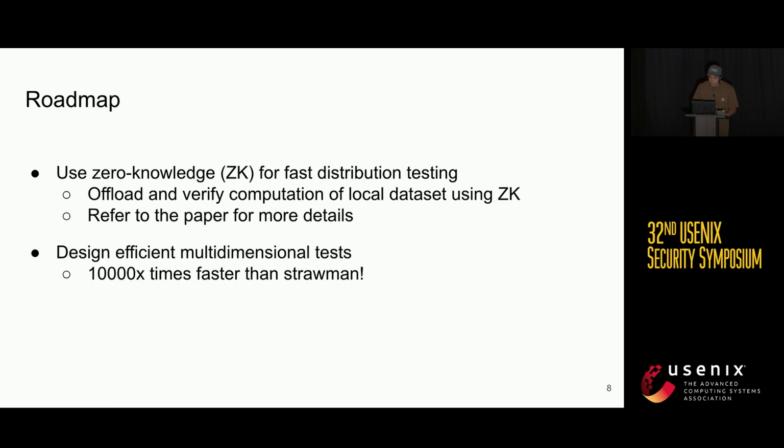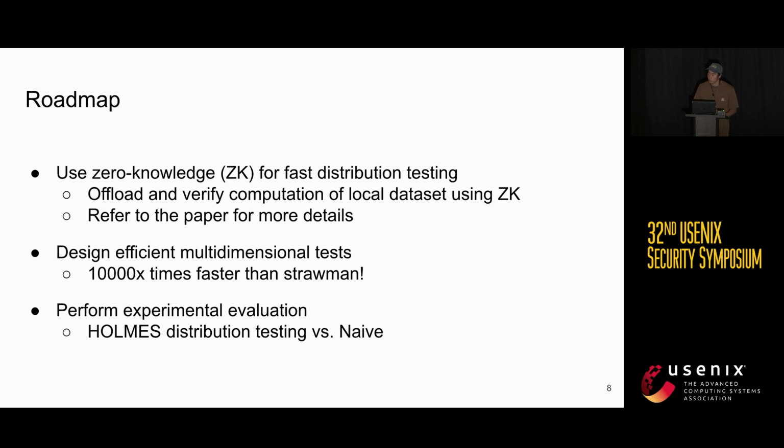Next, in this presentation, we'll go more into how we design efficient multidimensional testing. And as we can see, this is much, much faster than the strawman, which uses a naive one-hot encoding approach. And we'll go through the experimental evaluation and show that HOLMES is much faster at distribution testing than both naive approaches.